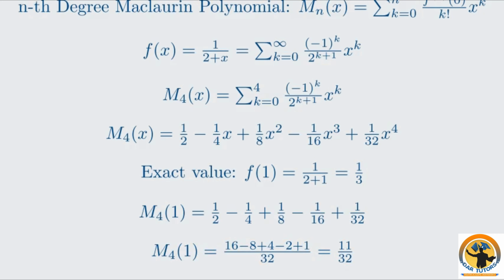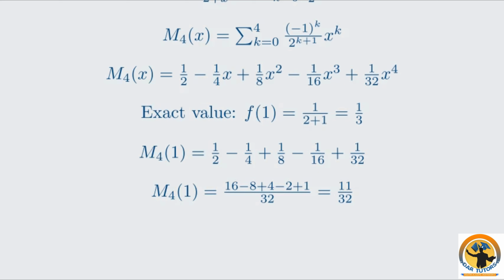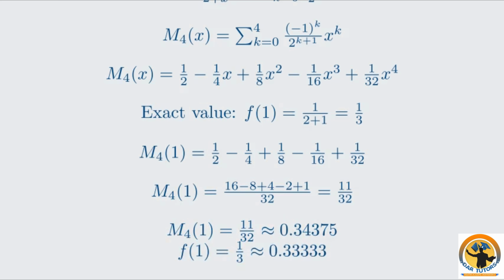How does this compare to the exact value of 1 over 3? 11 over 32 is approximately 0.34375, while 1 over 3 is approximately 0.333. The approximation is quite close. This demonstrates that Maclaurin polynomials can provide good approximations of functions. The accuracy generally improves as we include more terms in the polynomial, especially for values of x close to 0.